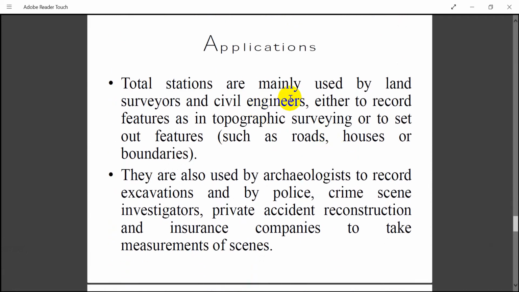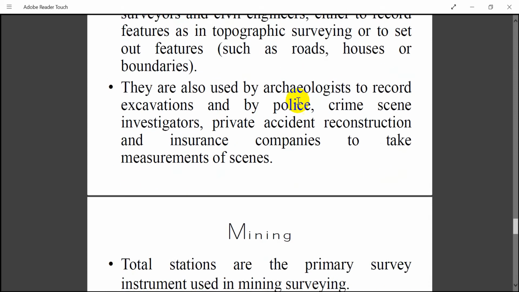Total stations are mainly used by land surveyors and civil engineers, either to record features in topographic surveying or to set out features such as roads, houses and boundaries. They are also used by archaeologists to record excavations, and by police, crime scene investigators and for private accident reconstruction.